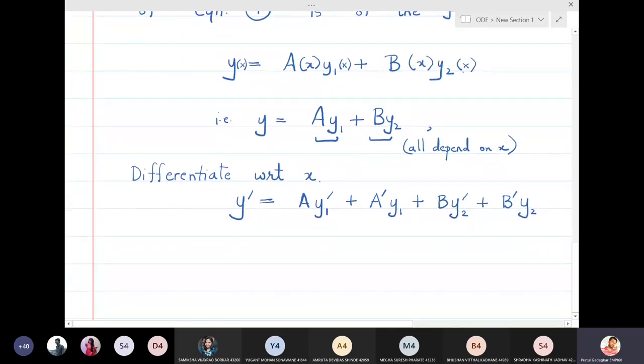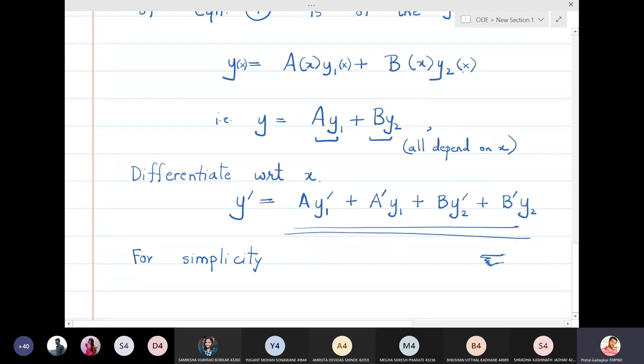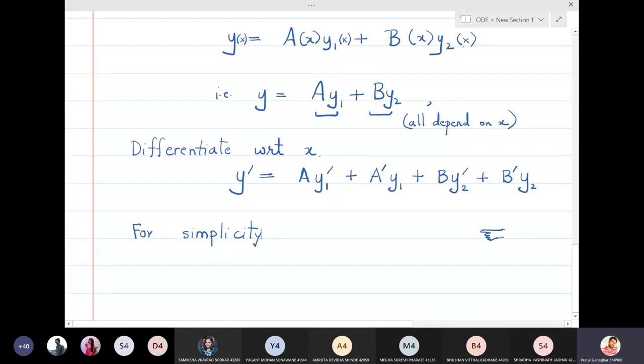Now here we will do one tricky step. Now see, y dash has how many terms? Four terms. I want to make it small. So for simplicity, I will assume that this plus this is equal to zero, and remove them from y dash. So for simplicity, we assume a dash y1 plus b dash y2 is equal to zero.